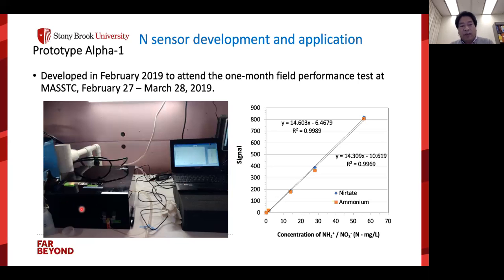The sensor we developed is based on wet chemistry reaction. It's not a reagent-less sensor; it's based on chemical reagents. This is a very first version, but even so, this sensor showed a very good response for both nitrate, nitrite, and ammonium in the wastewater. We have an external computer to control the running. So this is the very beginning and first try.